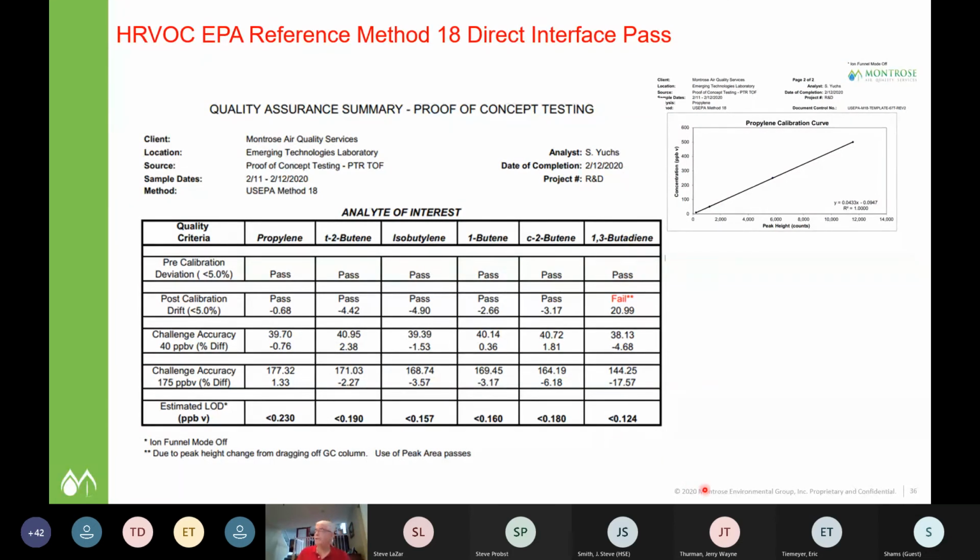Plethora of QA/QC requirements for method 18. You have a pre-calibration, post, challenge, and limit detection. So we passed everything except the post-calibrations on 1,3-butadiene, and that's because it was dragging off the column a little bit. So we changed column conditions. I didn't put the updated slide in, and we did come up with a system where this passes. So this was a laboratory test. Now, of course, we want to take it out in the field.